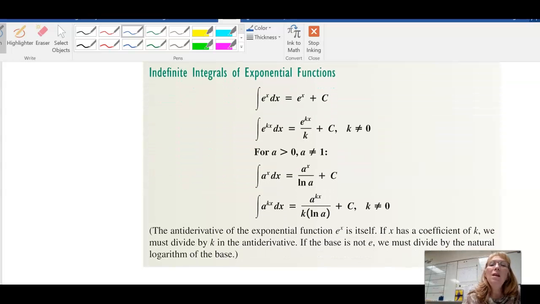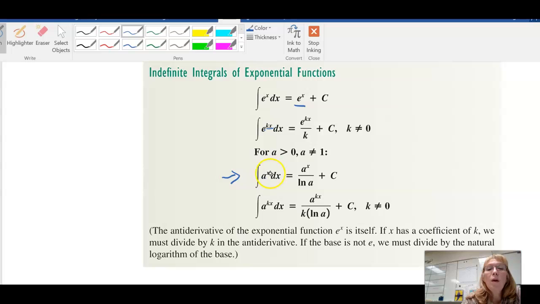Things to remember. e to the x is tricky. Remember, the derivative of e to the x is itself, so the antiderivative is also itself. Also remember, when we had a function in the exponent, we had to multiply by the derivative, so we have to divide by the derivative. Plus c.